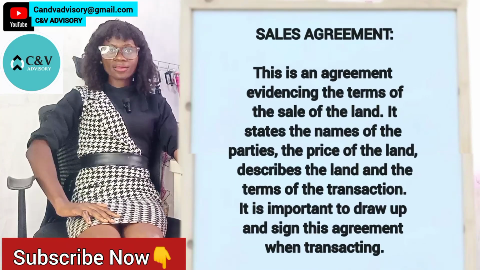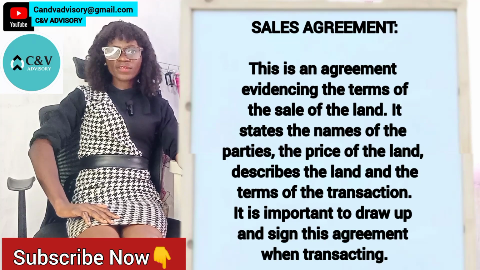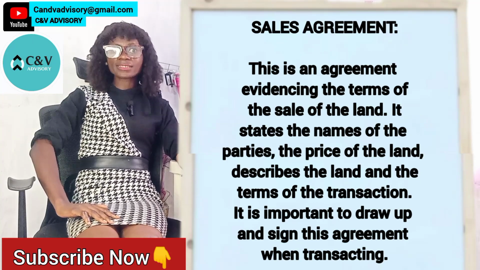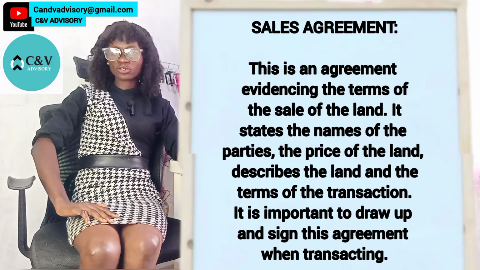Then the second one is sale agreement. This is an agreement evidencing the term of the sale of the land. It states the name of the parties, the price of the land, describe the land, and the terms of the transaction. It is important to draw up and sign the agreement when transacting.